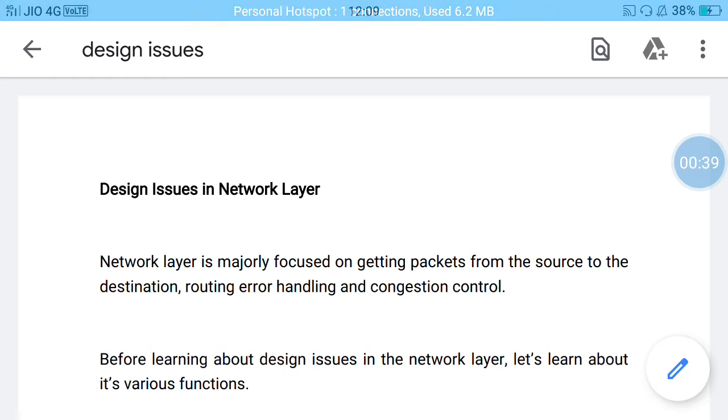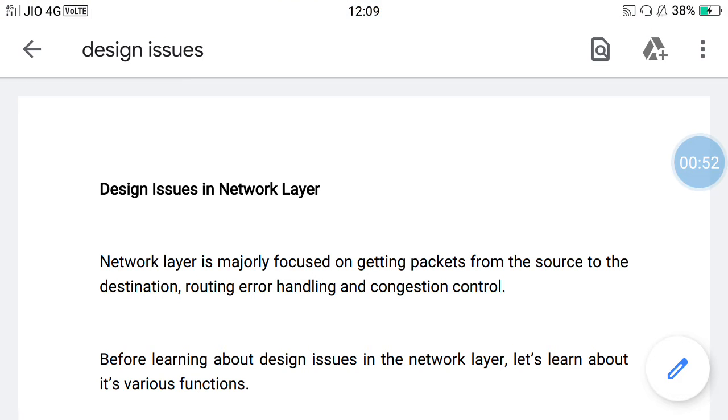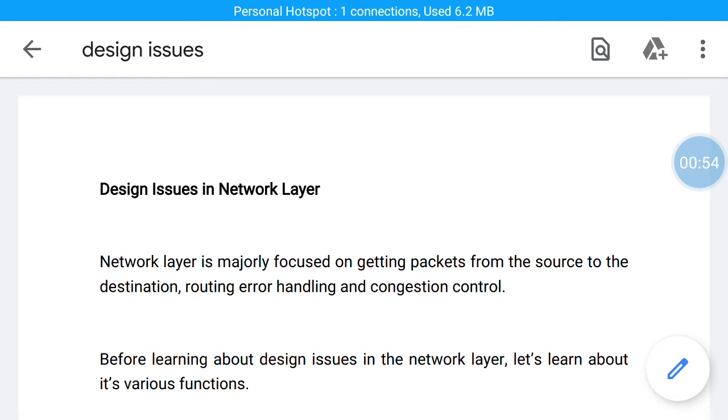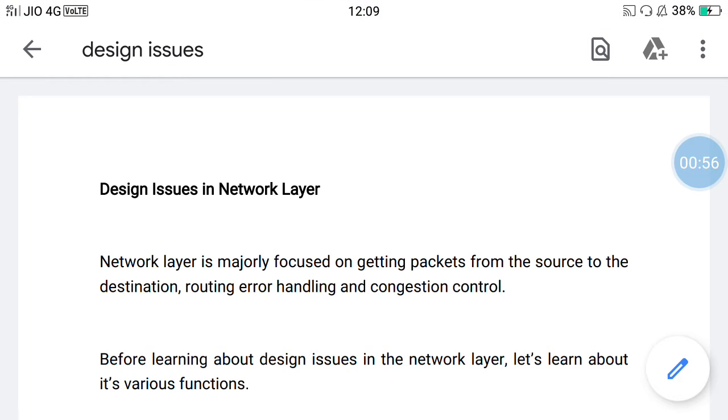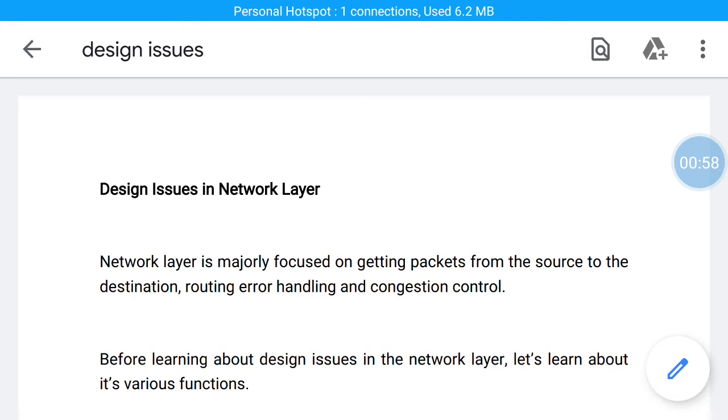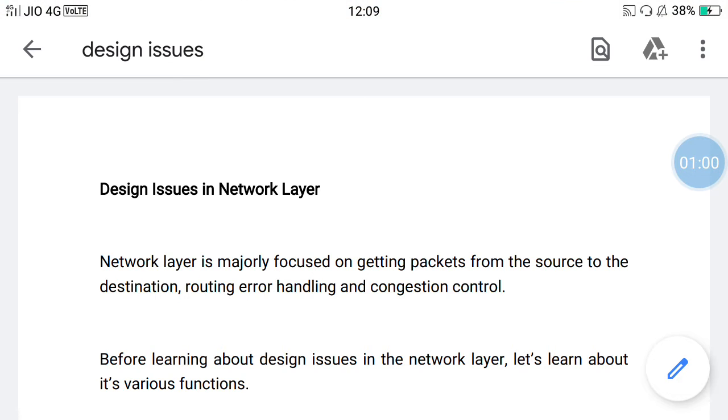These routes can be based on static tables that are made into the network and rarely changed. Now, routes may also be dynamic. When a new packet arrives, then as per the network load, the route may be changed to reflect the current network load.